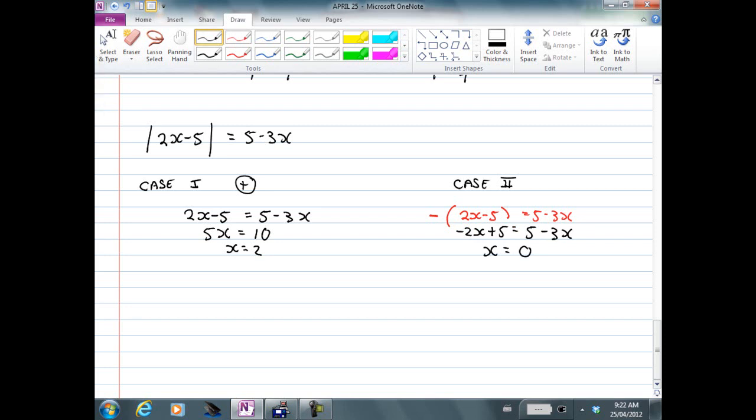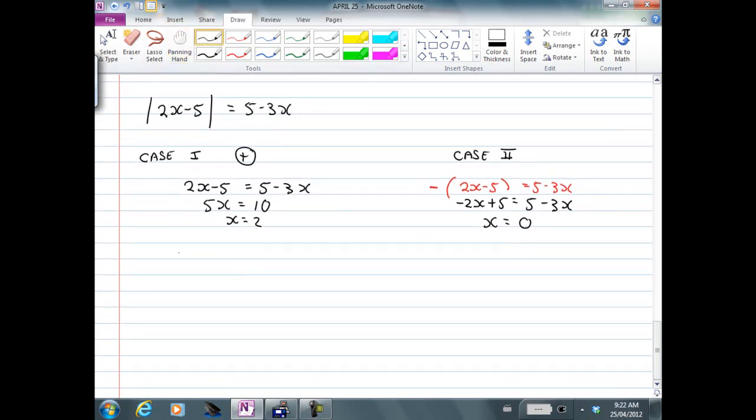Before you go ahead and circle your answer, we always double check. I'm going to start with 2. Look what happens when I sub x equals 2 in here. |2(2) - 5| equals 5 - 3(2). If I work with the left side, I get 4 minus 5 is negative 1. This becomes a 1. But this is negative 1. You see? I have an answer, but this answer does not work. We're going to reject this. Reject. Because that answer doesn't work.